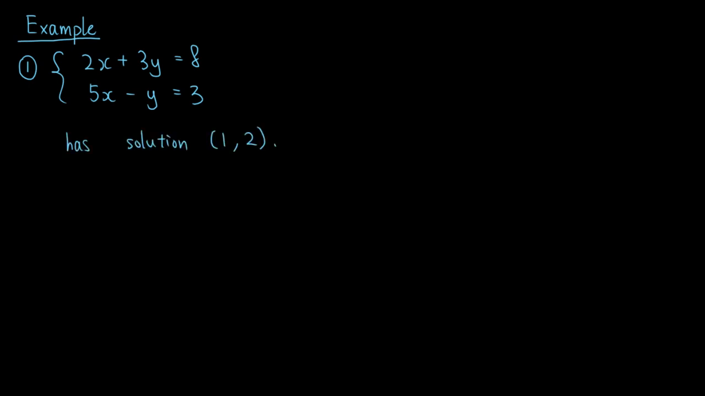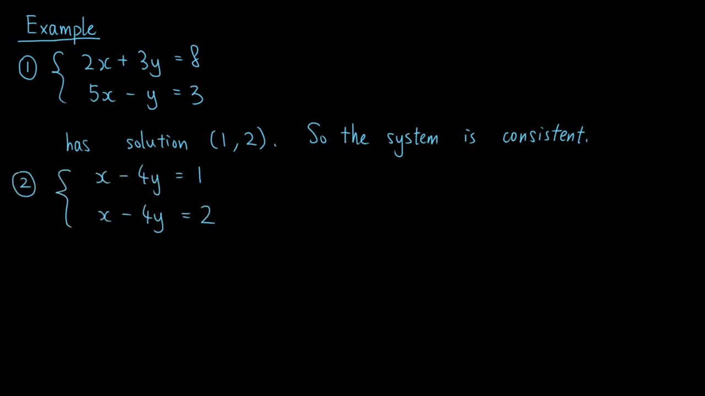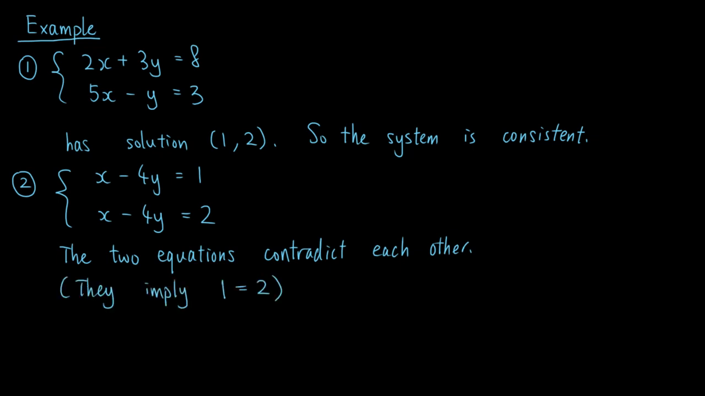Let's look at a couple of examples to illustrate. Suppose we have a system with two equations, 2x plus 3y equals 8, and 5x minus y equals 3. We know how to solve this system and get the solution (1, 2), so we can say that the system is consistent. As a second example, suppose we have a system x minus 4y equals 1 and x minus 4y equals 2. We observe that the two equations contradict each other because they mean that 1 equals 2. Hence, the system has no solution, and so it is inconsistent.